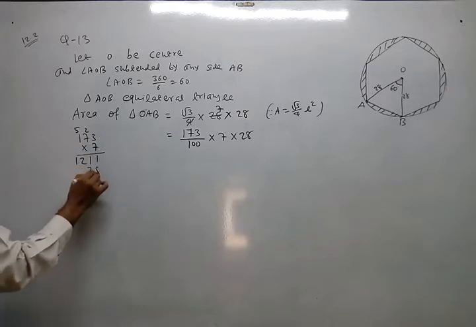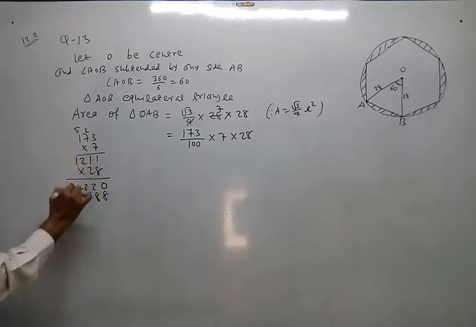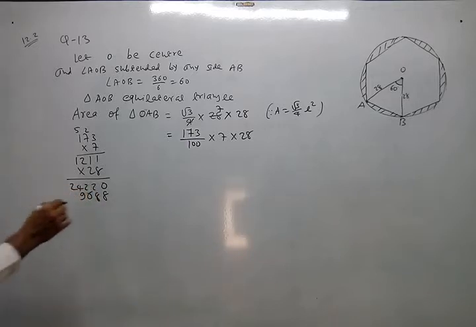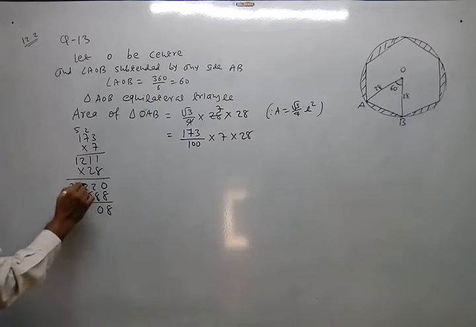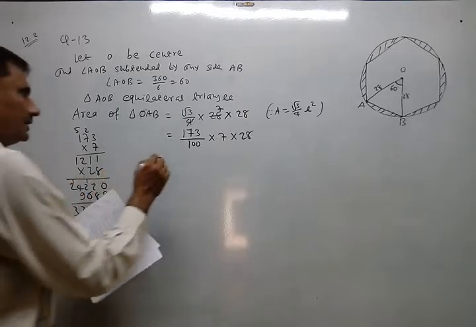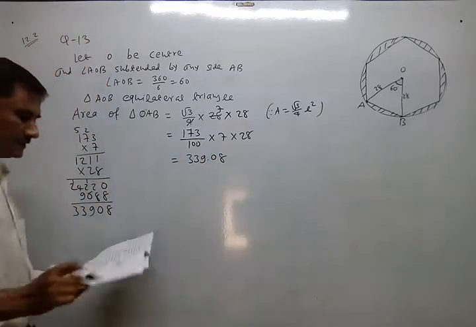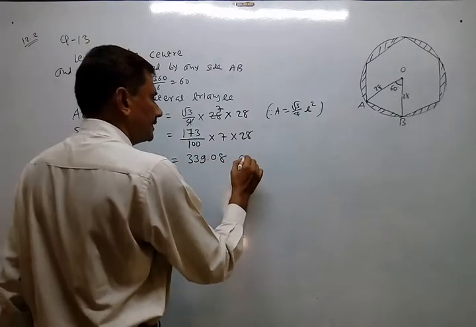Now multiply by 28. So it will be 8 twos are 16, and so on. 8 plus 2 is 10, 6 plus 2 is 8, 9 plus 4 is 13. So it becomes 339.08, since 100 is given there. So it is centimeter square.